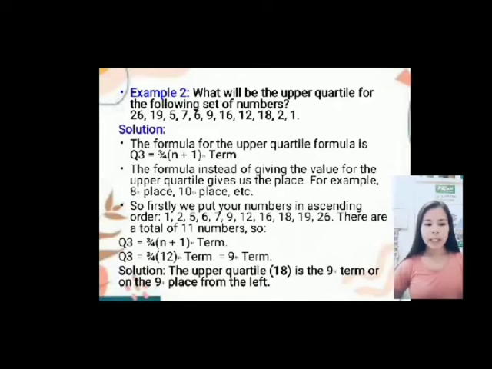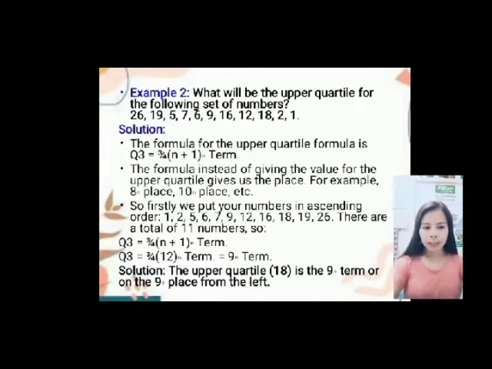So firstly, we put the numbers in ascending order. There are a total of 11 numbers. So, quartile 3 is equal to 3/4 times (n plus 1)th term.